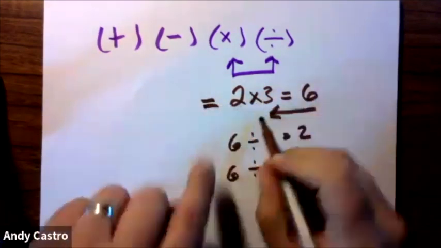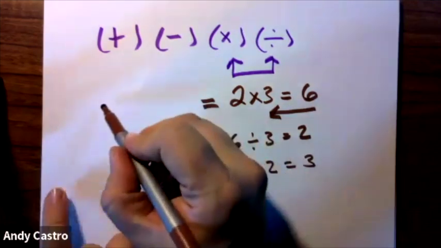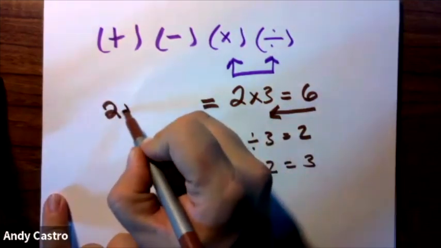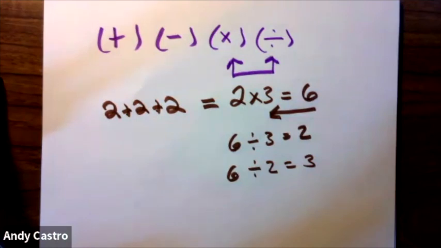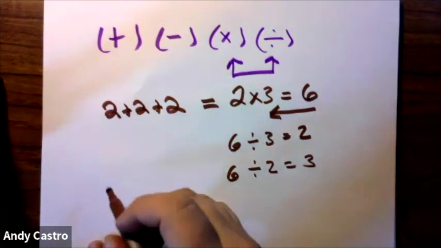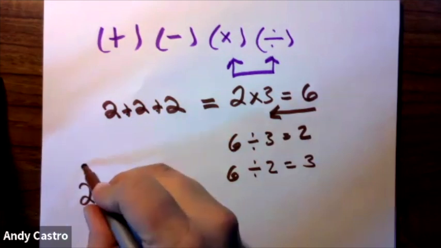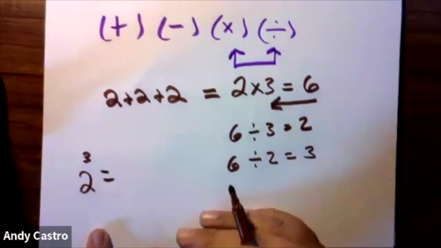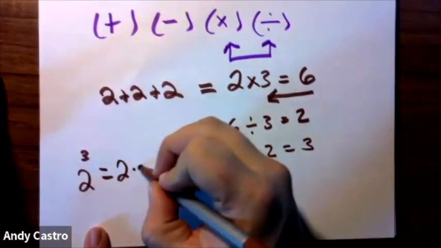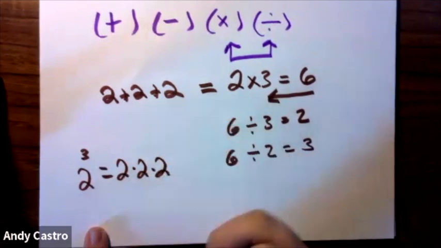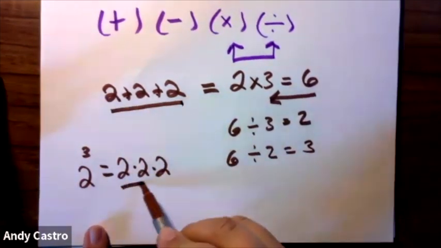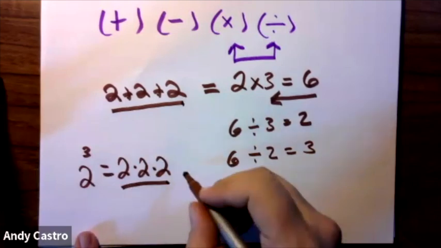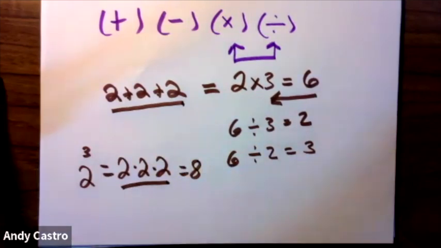So it's sort of an inverse of the original direction. Okay. 2 times 3, yesterday we talked about how that is 2 added to itself 3 times: 2 plus 2 plus 2. We also talked about how if you have 2 to the third, that is 2 times 2 times 2, right? Very different from 2 plus 2 plus 2. This is 2 times 2 times 2, which would be 8.